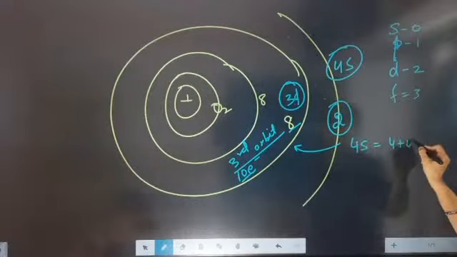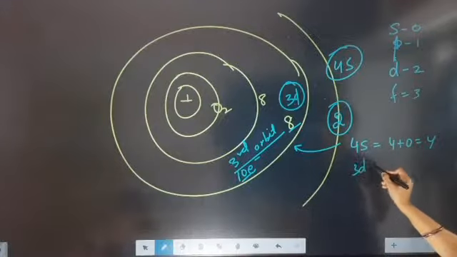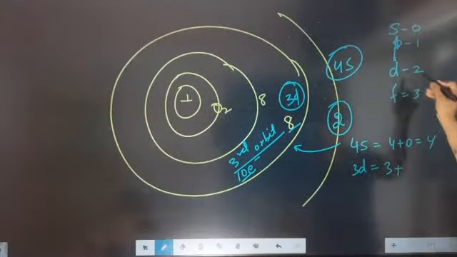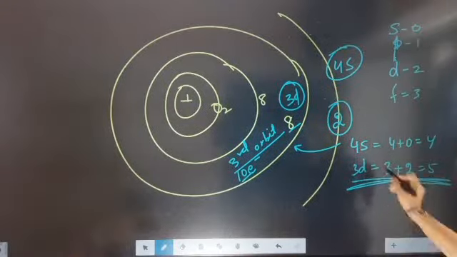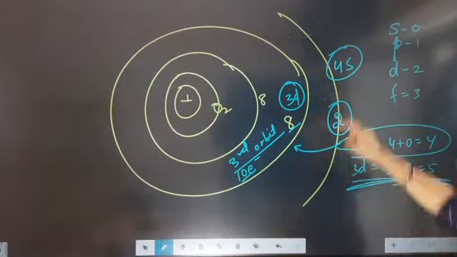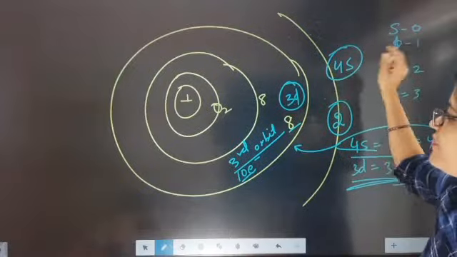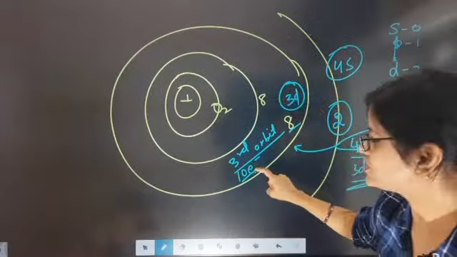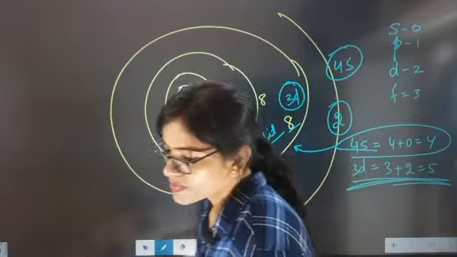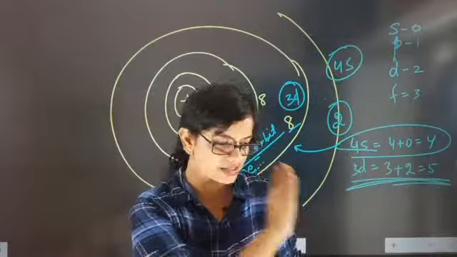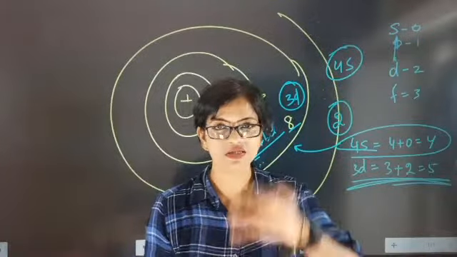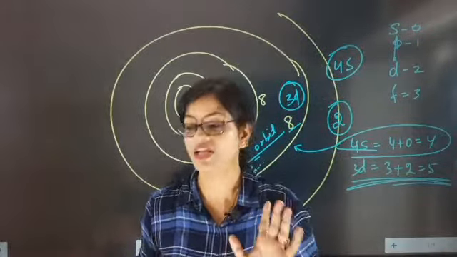4s means 4 plus 0, which is 4. 3d means 3 plus d, which is 2, so 5. That means 3d is a higher energy level than 4s. So first we filled the 4s orbital, then we shifted to 3d and finished 10 electrons. So this is a very specific point. I don't want any mistake.